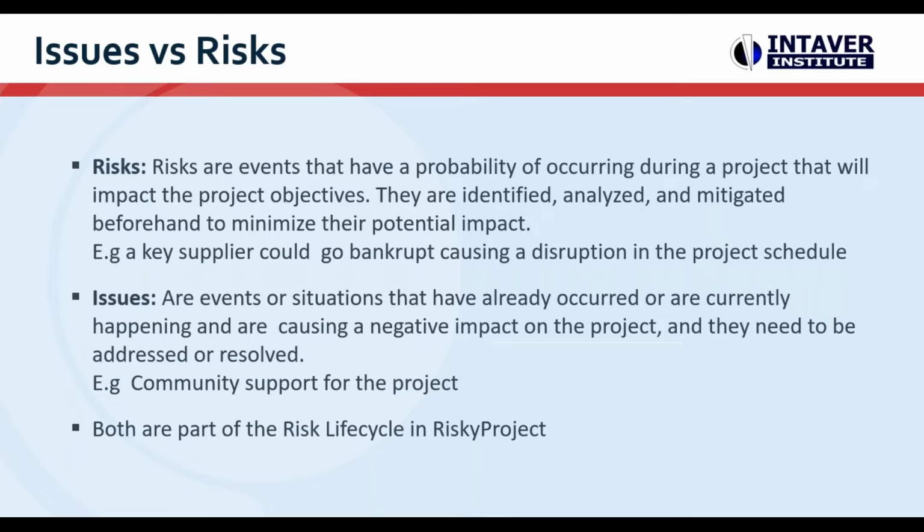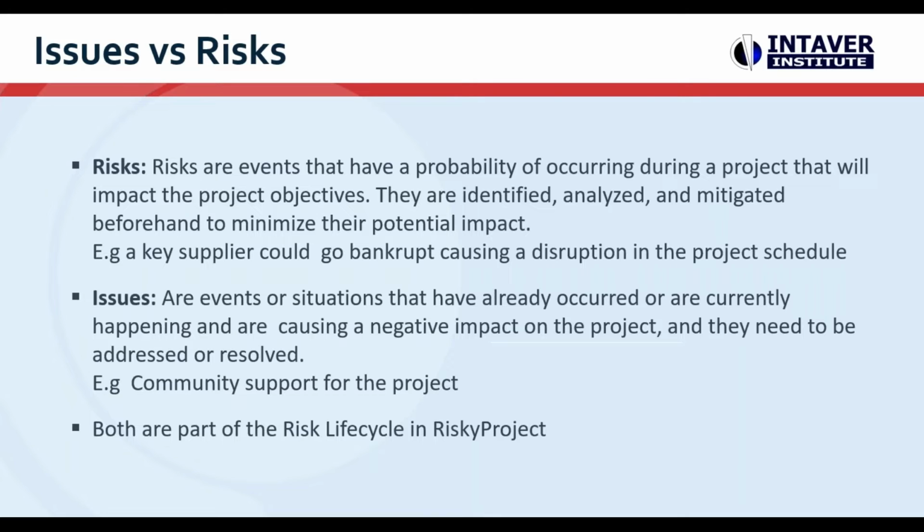So, issues versus risks. Risks are events that have a probability of occurring during a project that will impact project objectives. They are identified, analyzed, mitigated, etc., before to minimize their potential impact. For example, a key supplier could go bankrupt, causing a disruption in the project schedule. One of the key phrases in here is they have a probability. So it's between 0 and 100% of occurring. We don't know. We think it could occur, so we want to account for that.